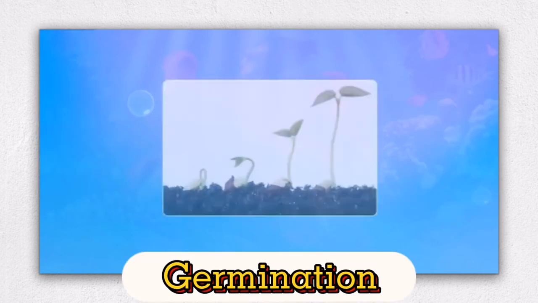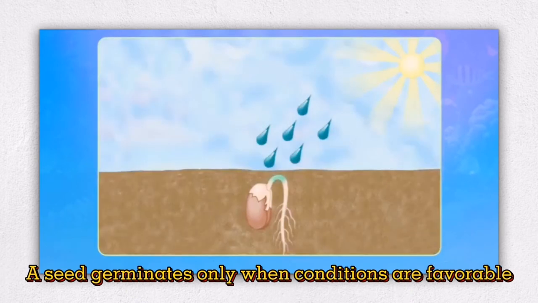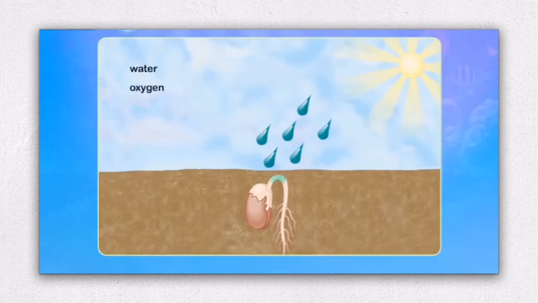Germination. The growth of a seed into a young plant is called germination. A seed germinates only when the conditions are favorable. It needs the presence of water, oxygen, warmth, and sunlight to germinate.